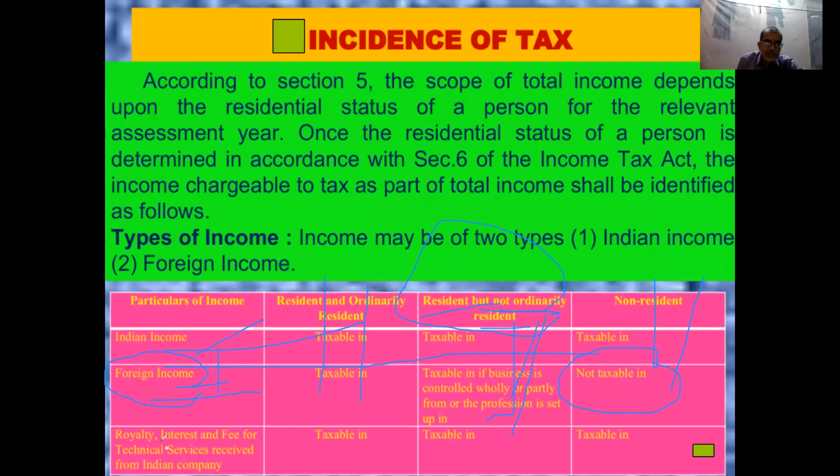Okay. Next one, last one. Particulars of income.